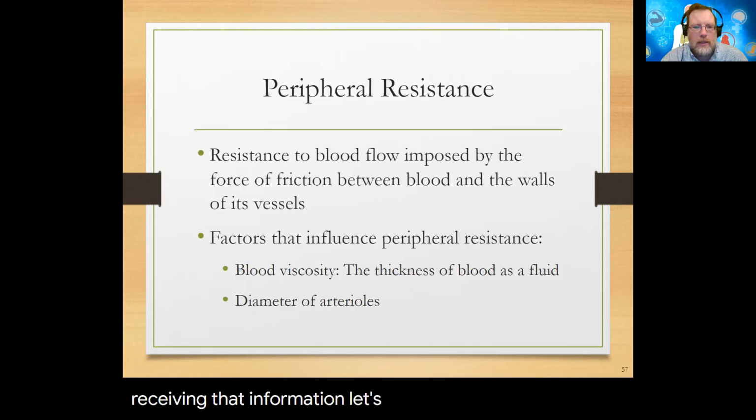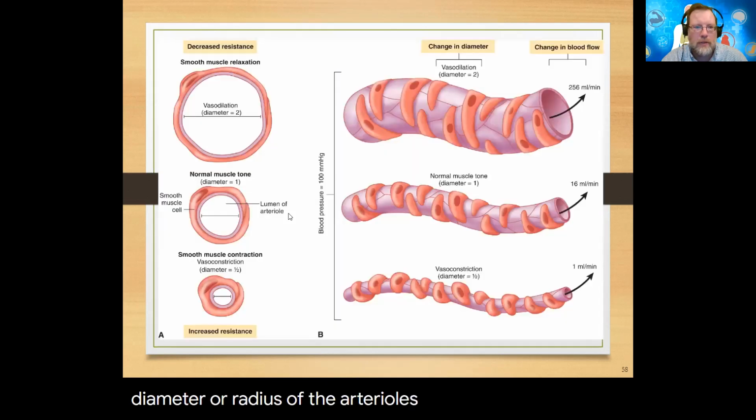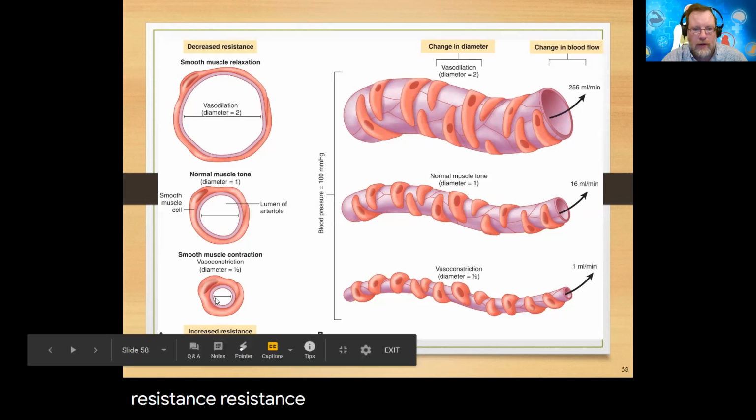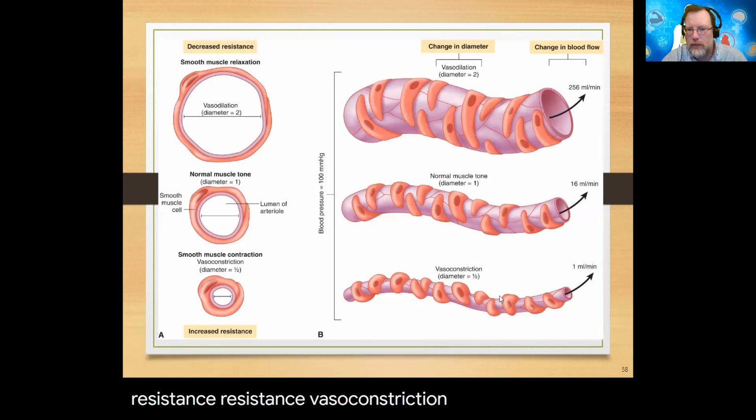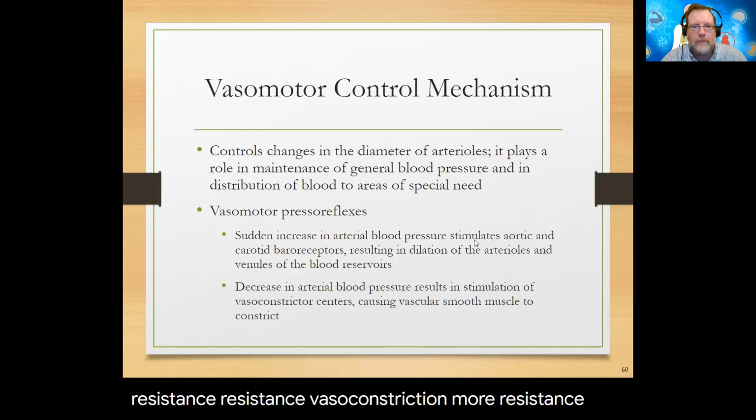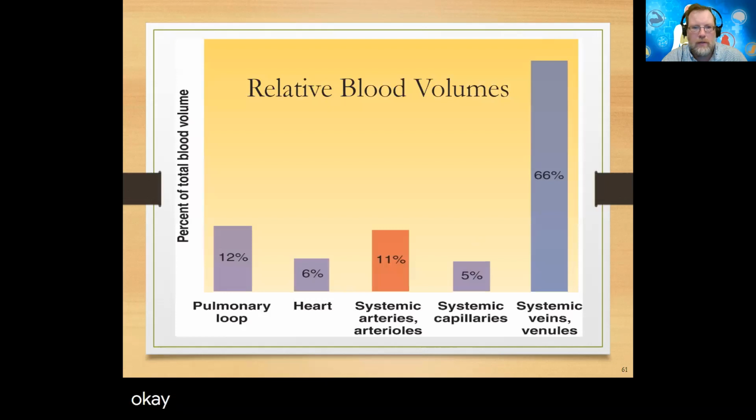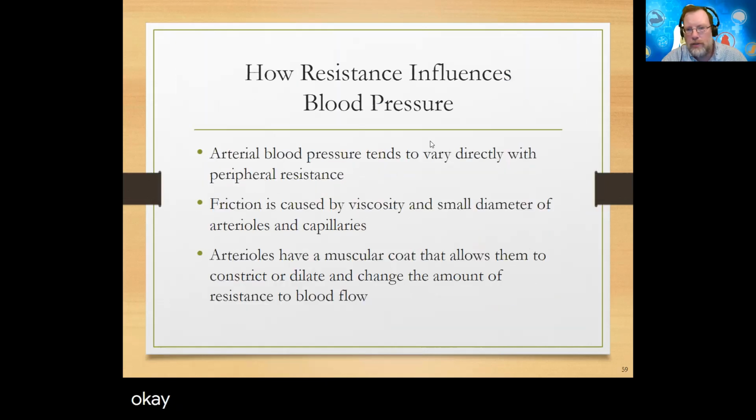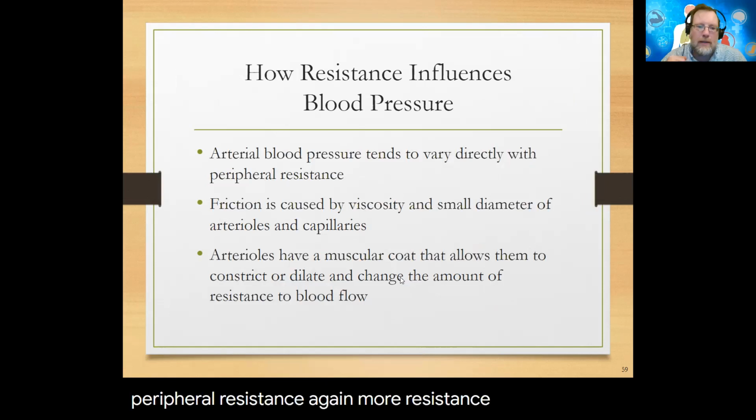Let's see. We looked at this again. Resistance has to do with viscosity and the diameter or radius of the arterioles. Vasodilation, less resistance. Vasoconstriction, more resistance. Arterial blood pressure varies directly with peripheral resistance. Again, more resistance, more volume, more pressure.